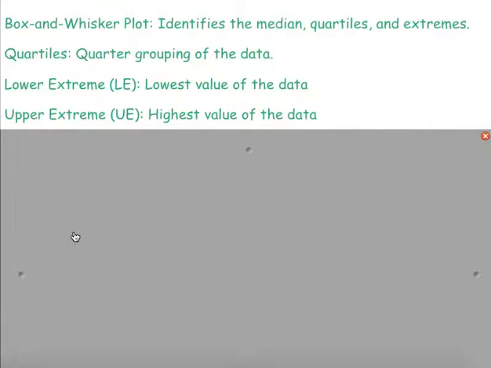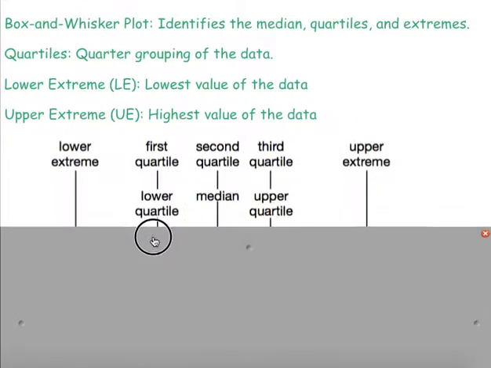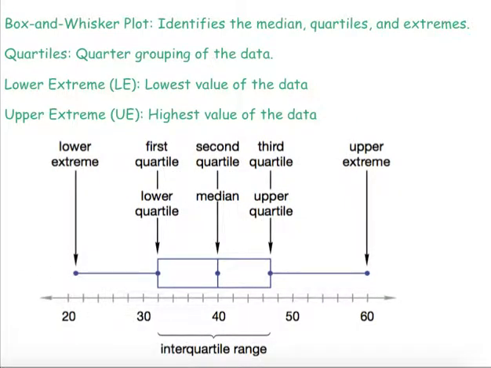So we need to talk about quartiles, which is basically grouping the data into different quarters. So we'll have 4 quarters, of course, and those will be shown in our box and whisker plot. And we will also need the lower extreme and upper extreme. So just the lowest and highest value. And this is what our box and whisker plot looks like.